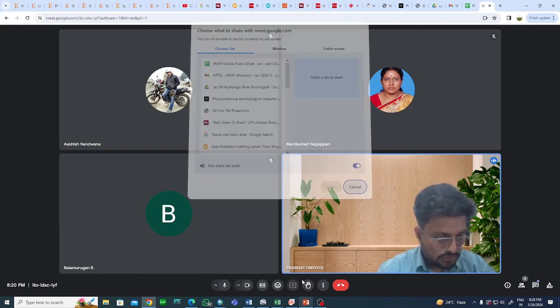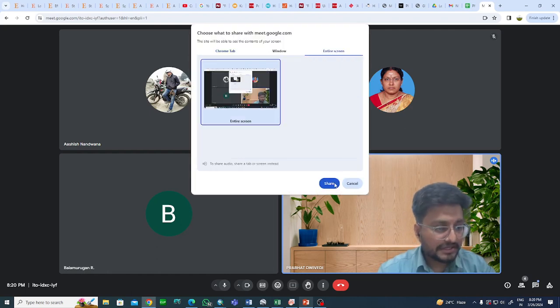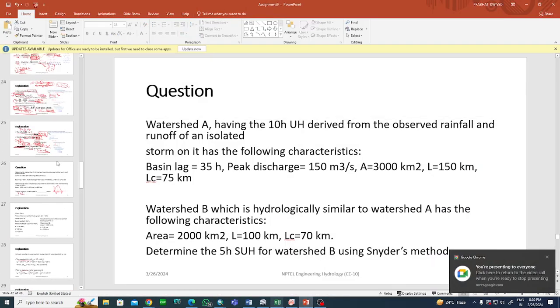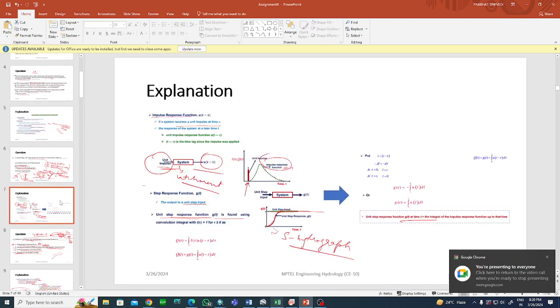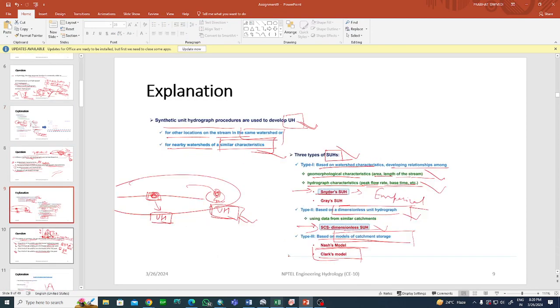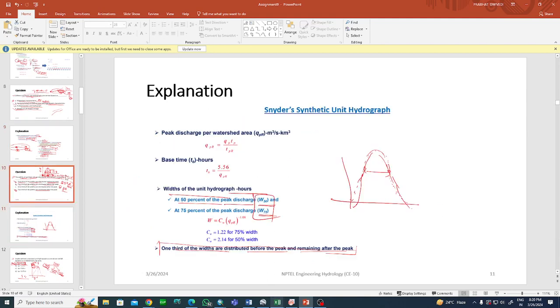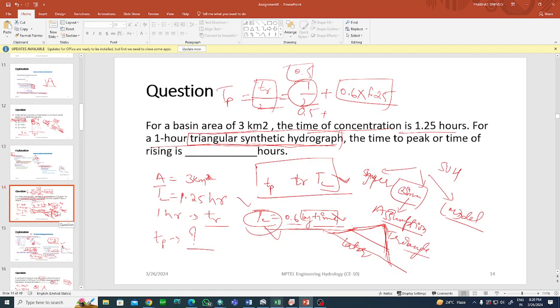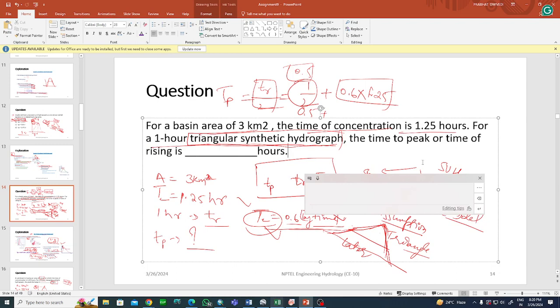Okay, I just want to present that question. So that question is a bit more simpler. Yes, this was the question. So the question was: for a basin of area 3 km square, the time of concentration is mentioned, TC is given.